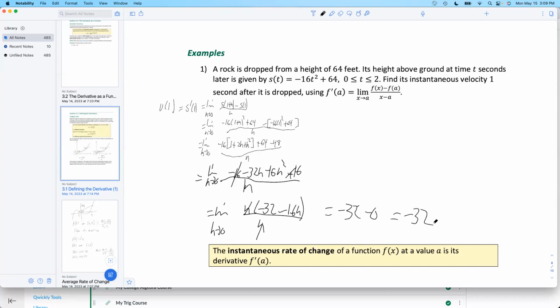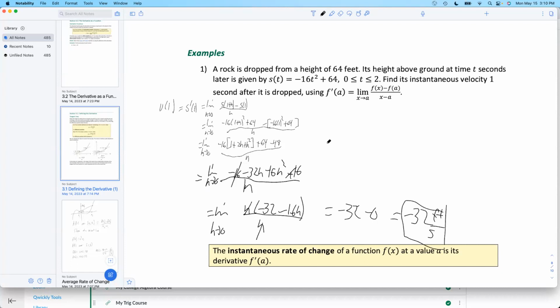Now we got to think about units. The top here, these are positions. That's measured in feet. H, those are times. That's a change in time. That's measured in seconds. Derivative is always a ratio. It's always going to have units of y per x. In this case, s per t, or feet per second.